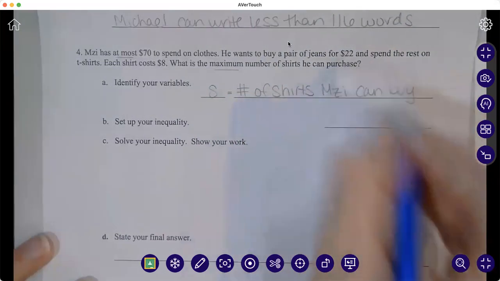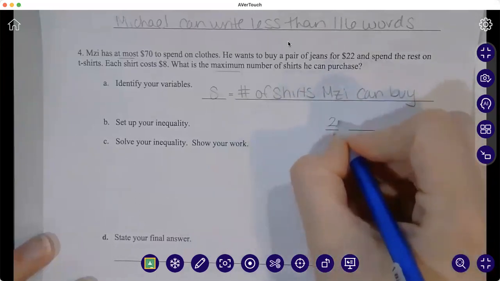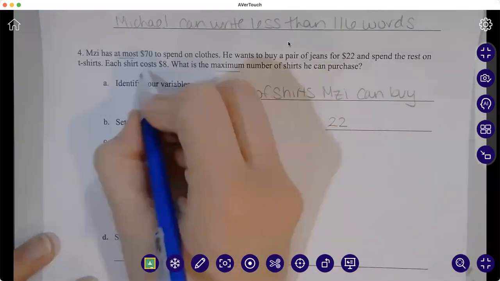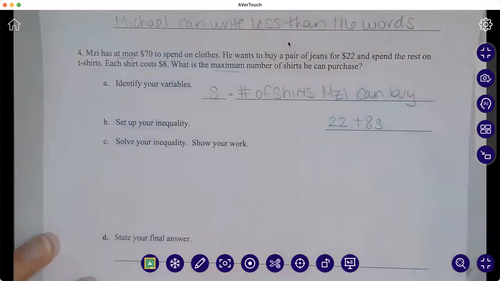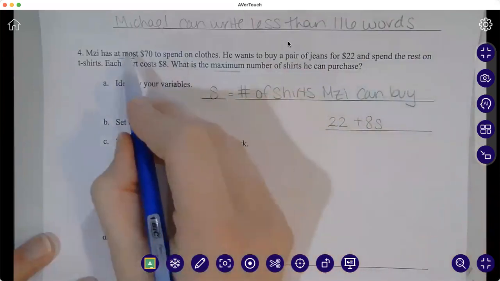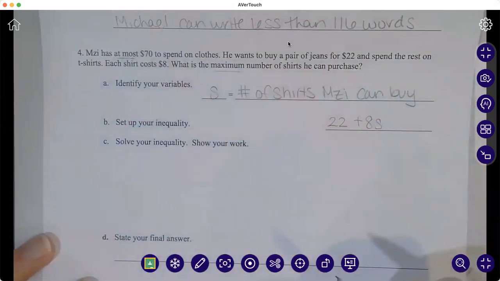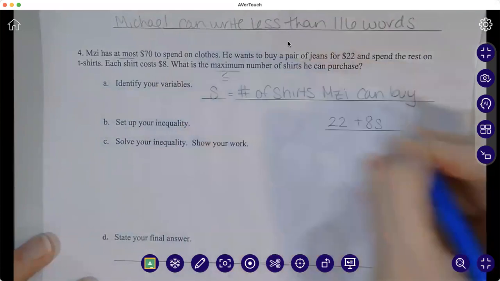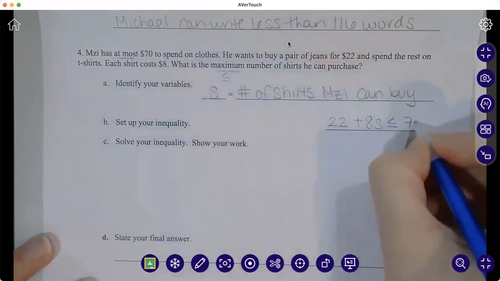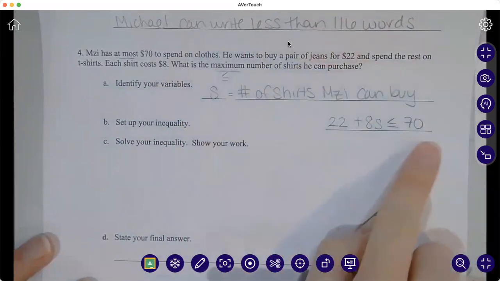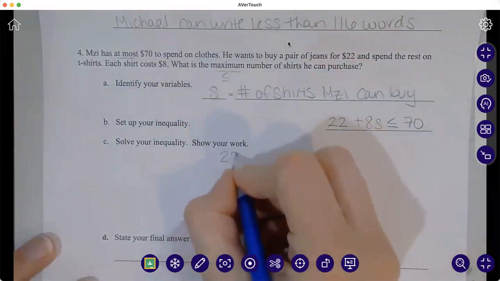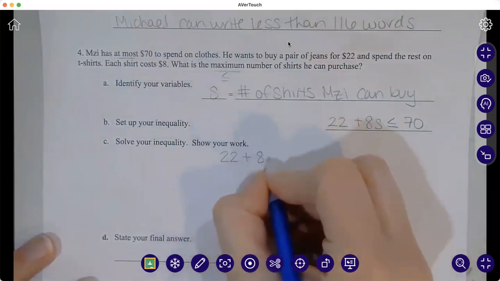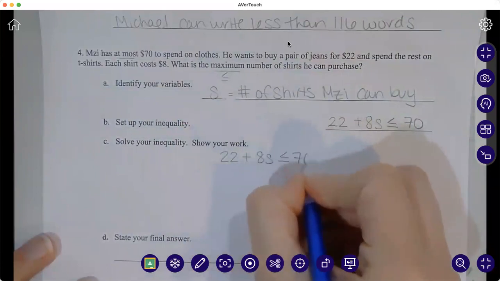Okay, so let's incorporate what we know. So we know that he's getting a $22 pair of jeans. And he wants to get multiple $8 shirts. So we're going to add 8S. And then we know that at most and maximum mean less than or equal. So less than or equal to $70. So he can spend at most $70, but he also could spend less than. He just can't spend more than $70. Now we're going to bring down our inequality here. And we're going to solve.